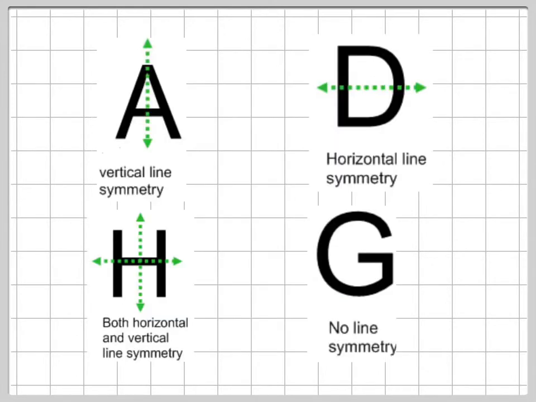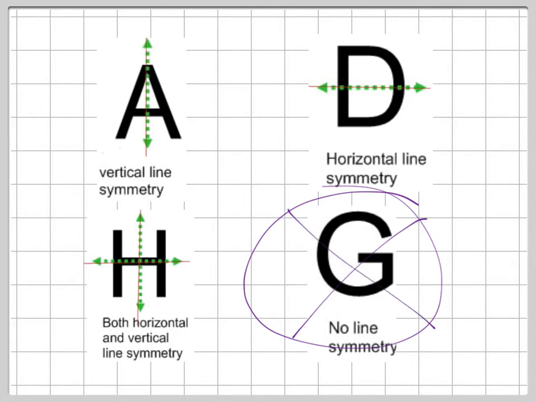When we talk about letters, you get some letters that have a vertical line of symmetry, like the letter A. You've got some that have a horizontal line of symmetry, like the letter D. Sometimes you get letters that have both. So an H would have a line down the middle and a line across. And sometimes you get letters like the G that has no line of symmetry at all.